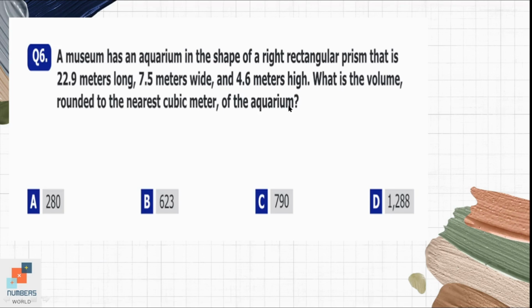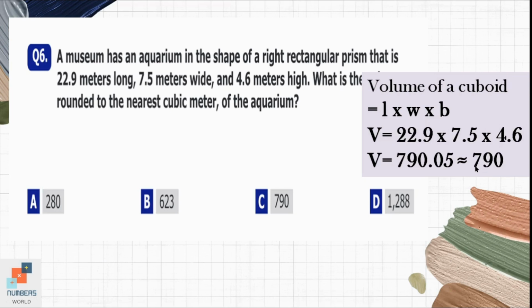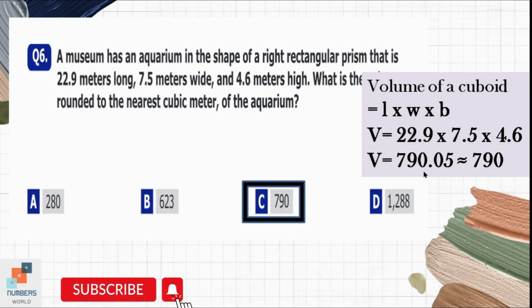So, a right rectangular prism is a cuboid. So, we will write the formula of volume of a cuboid, which is equal to length multiplied by width multiplied by breadth. So we are simply going to put the values in the equation and solve it. So volume of the aquarium is 790 cubic meters after rounding. So that is our option C.